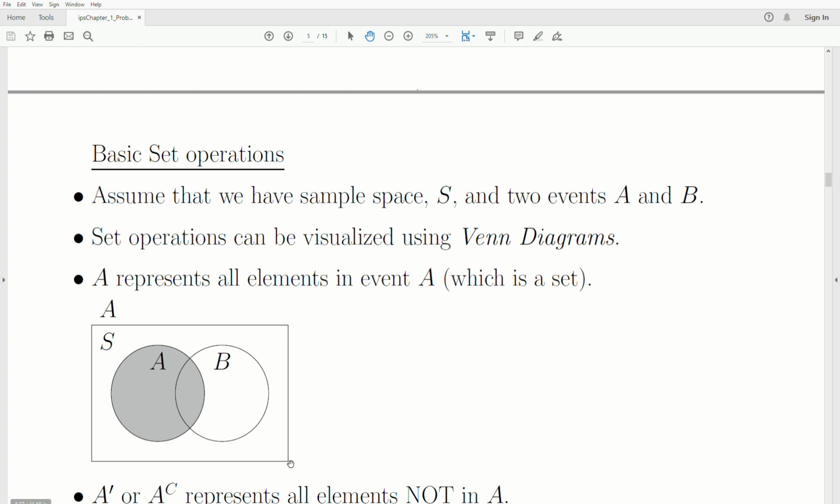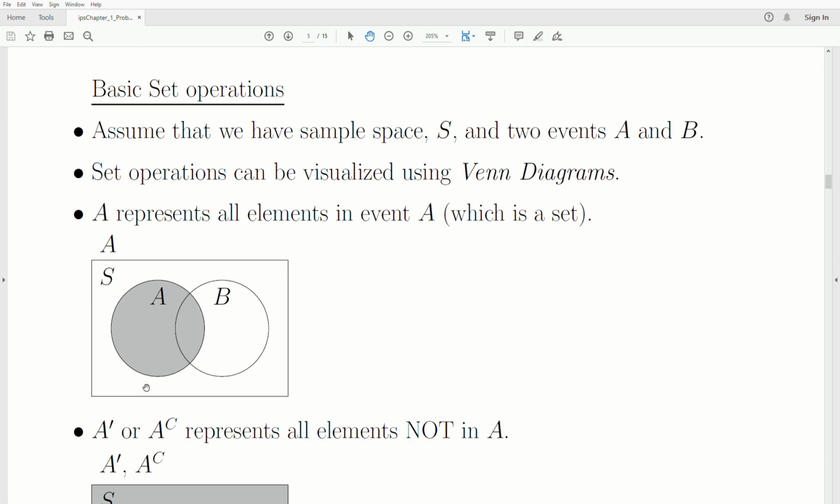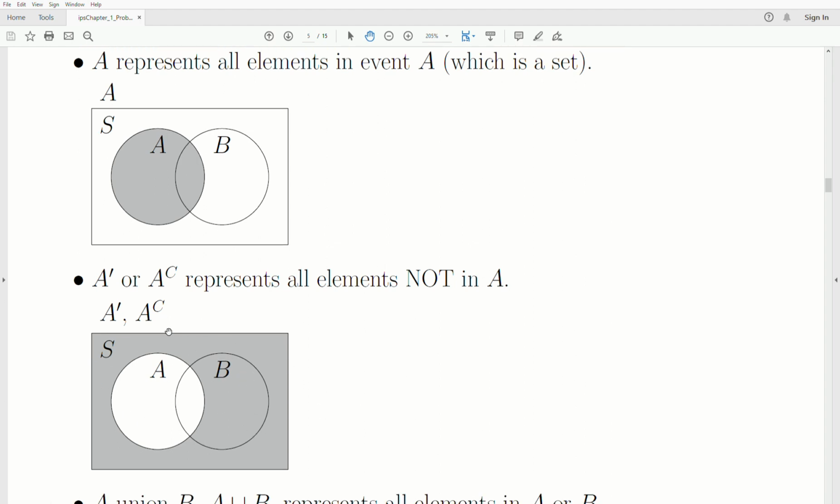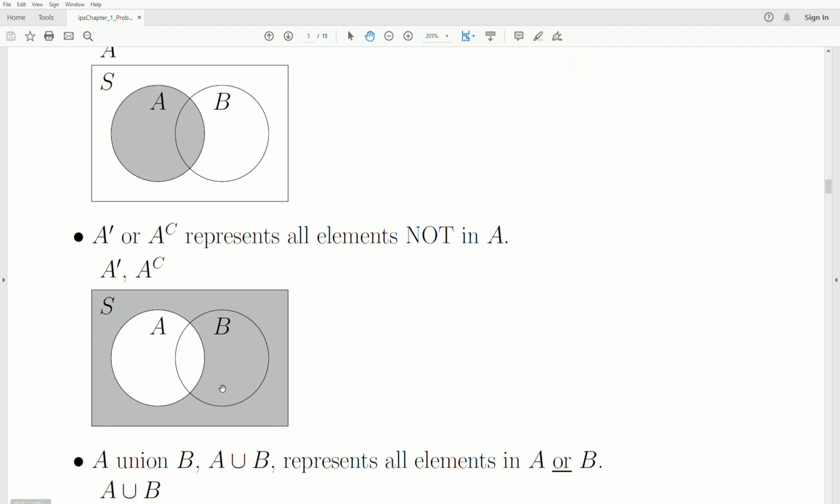So S represents the sample space. That's every possible outcome of the experiment. And then we have two events, A and B. And if we just are interested in event A, then we're interested in all the elements that are contained within this set. Now we could look at A complement, or sometimes A raised to the C. A complement means it represents all the elements not in A. And this is how you would represent it in a Venn diagram. It's all the elements not in A.